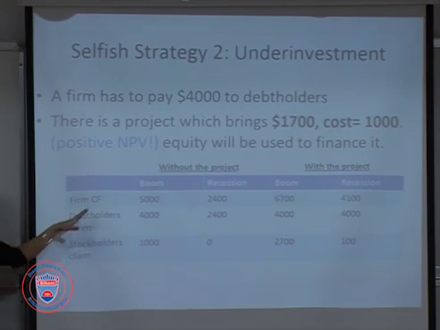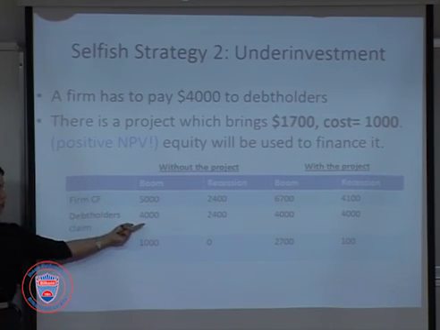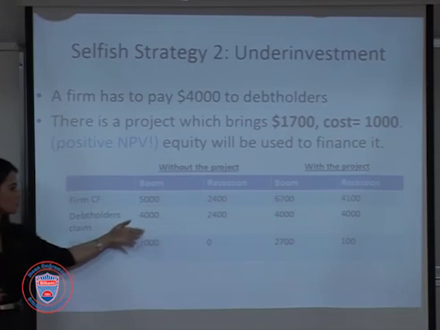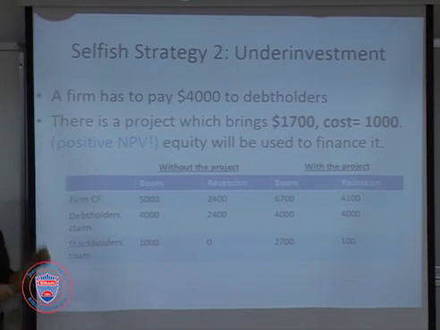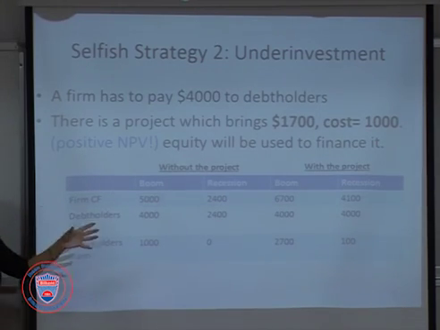So in the boom case, debt holders will get all $4,000. In the recession case, they're only getting part of their investment, and that is the case without the project. With the project, they're definitely getting their money back.